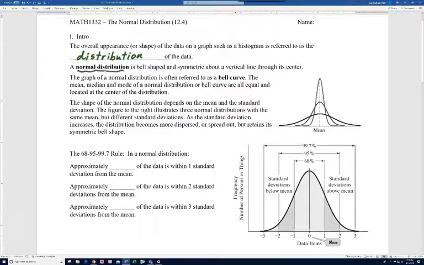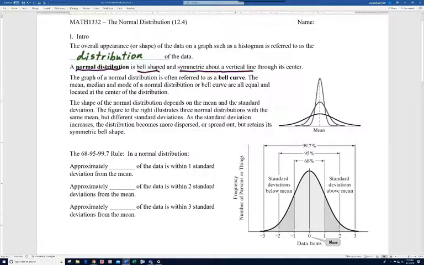A normal distribution is bell-shaped and symmetric about a vertical line through its center. That would be this line here. And so you can see why we say it's bell-shaped. It's kind of got that bell-like shape, and you can see the symmetry on each side of that line. It says the graph of a normal distribution is often referred to as a bell curve.